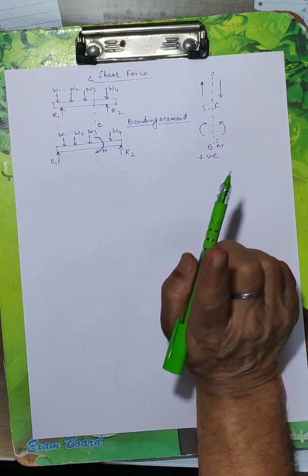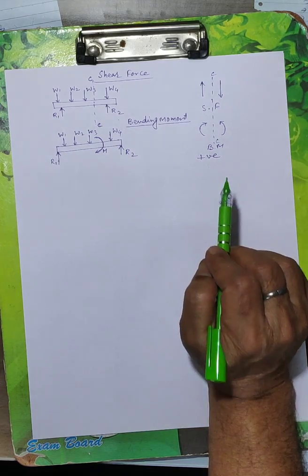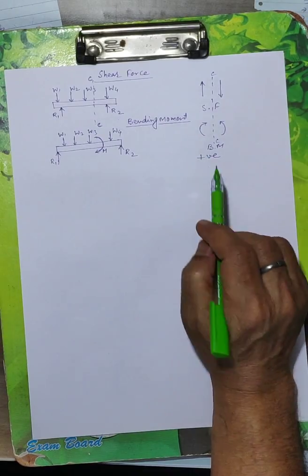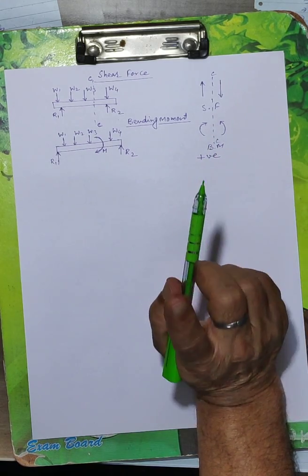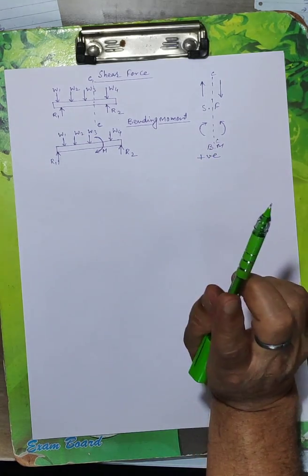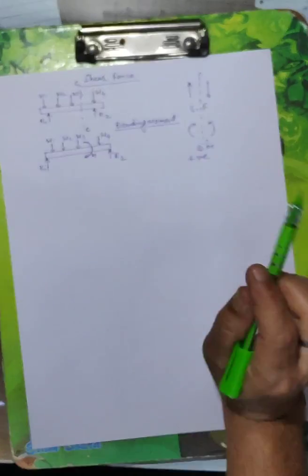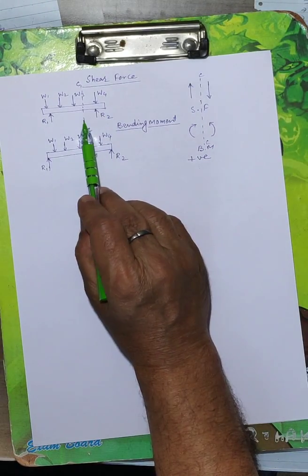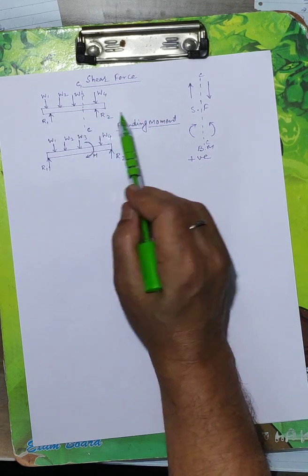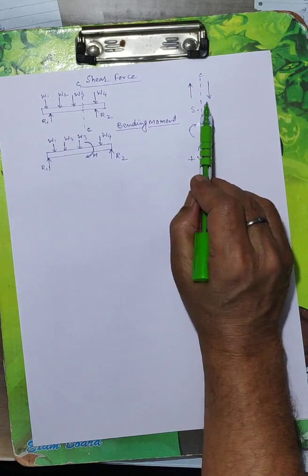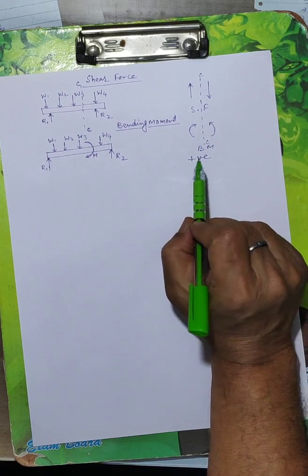left side of this section upward, then shear force will be taken as positive. This is sign convention, very important. Otherwise the question will be done wrong. If you don't take the sign convention properly, then the solution will be wrong. And if the algebraic sum of all the forces right side of this section is downward, then we will take it positive.